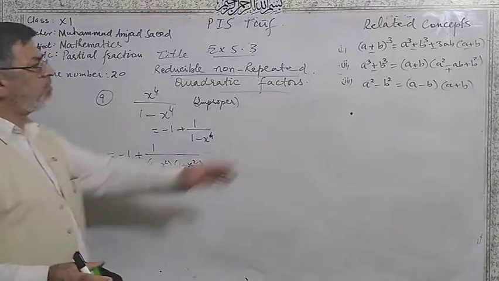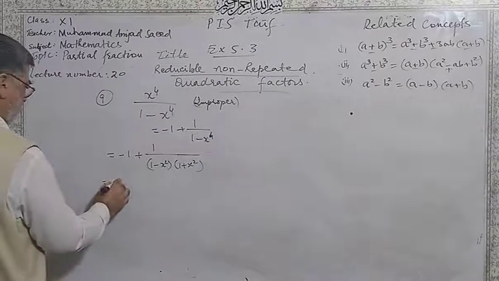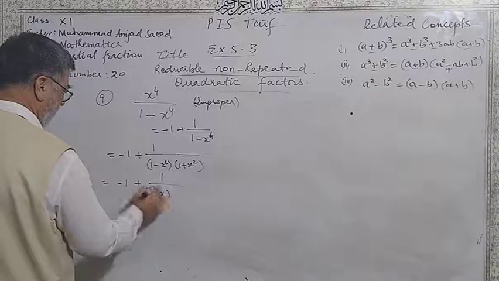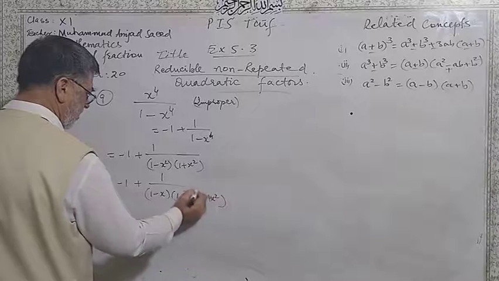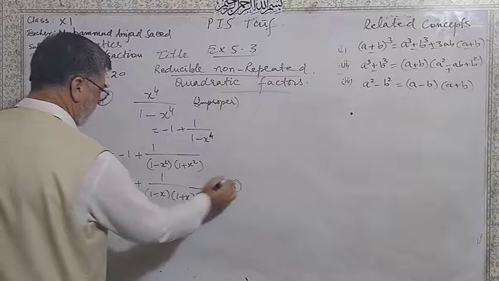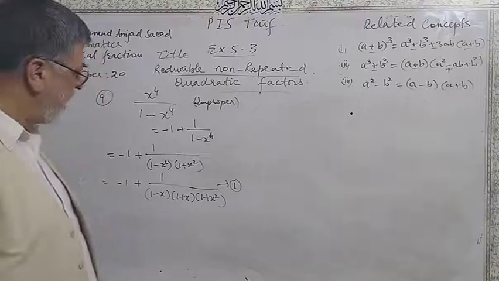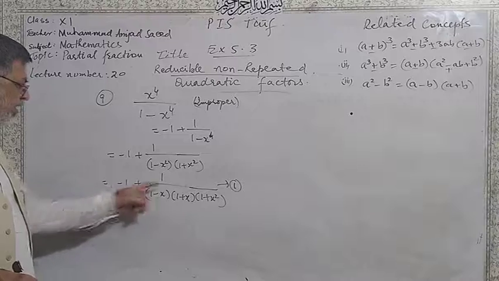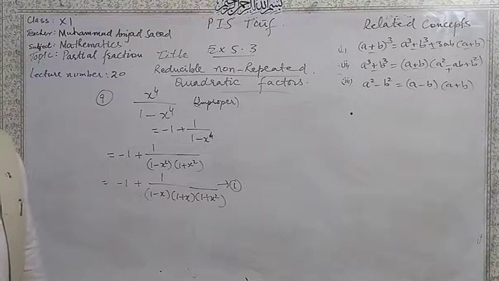by the last formula a square minus b square. One's negative, one's positive. Again we simplify first bracket 1 minus x, 1 plus x into 1 plus x square. So this is your equation number 1. At the end, you will find the answer and put it here in equation number 1. Your answer will start from minus 1.